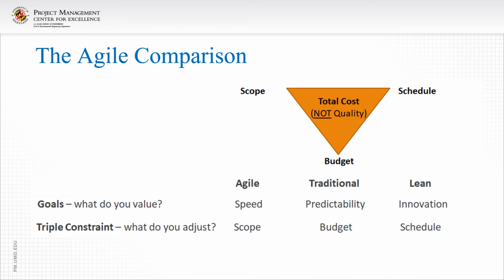With lean, the question is, when can I get it? How quickly can I get it? When is the best time to deliver it? And that's based upon scope and budget. So you only have so much money, but you have a scope that you must accomplish.